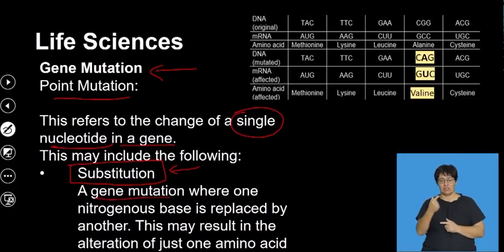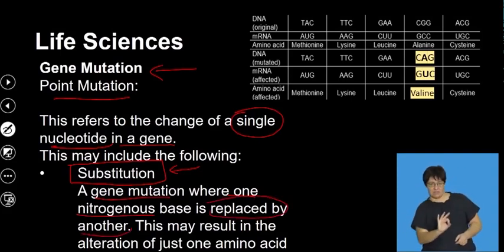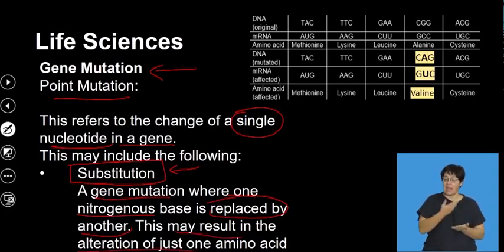So this is a gene mutation where one nitrogenous base is replaced, again substituted, by another. And this may result, and the word may result, in an alteration of just one amino acid. And hence we refer to that as a point mutation.